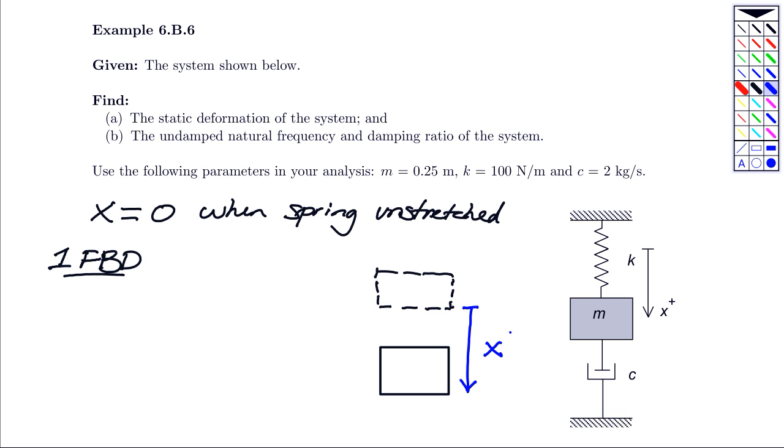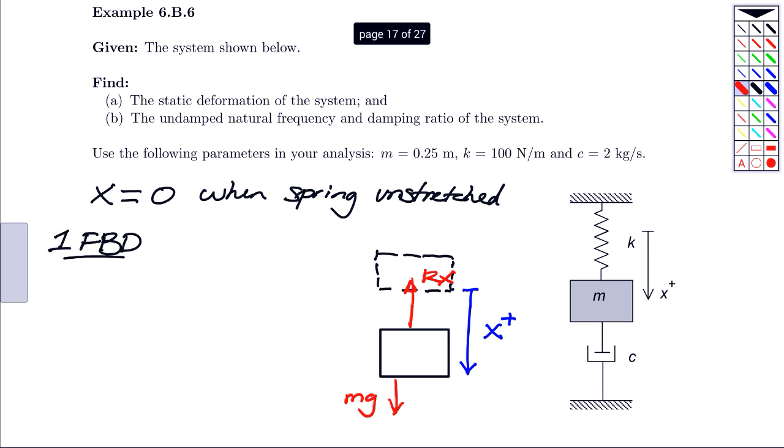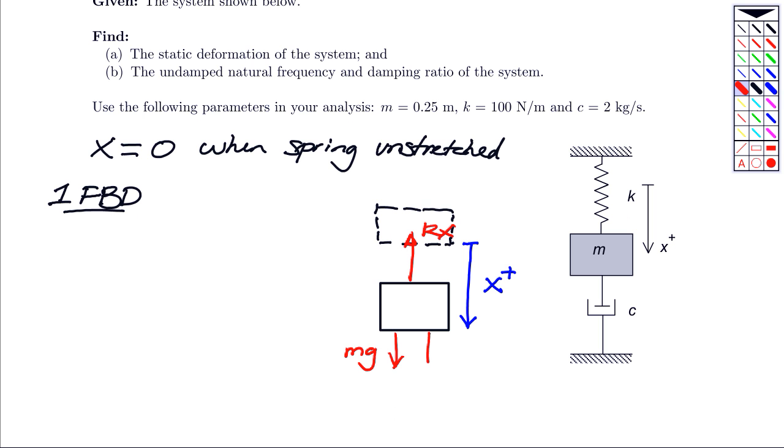That displacement is X. So if the spring is unstretched when X is 0, the force that's pulling back on this thing is simply K times X. There's going to be a weight force of mg, and then there's going to be a dash pot force. The dash pot force is going to have the magnitude of C times the magnitude of X dot. If X dot is plus, it means the block is moving down, which means that the dash pot is opposing that, and it's acting in the upward direction.